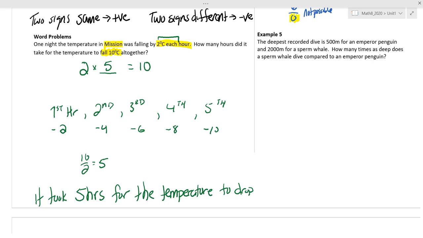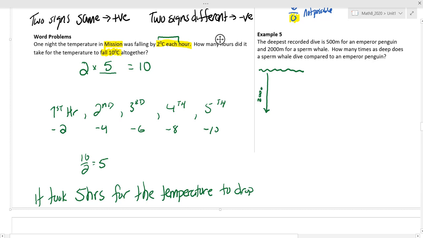Okay. The next one. The deepest record dive is 500 meters for an emperor penguin and 2,000 meters for a sperm whale. How many times as deep does a sperm whale dive compared to a penguin? So we have some water here, and the sperm whale goes down 2,000, and the penguin only goes down 500. So how much longer, or deeper?